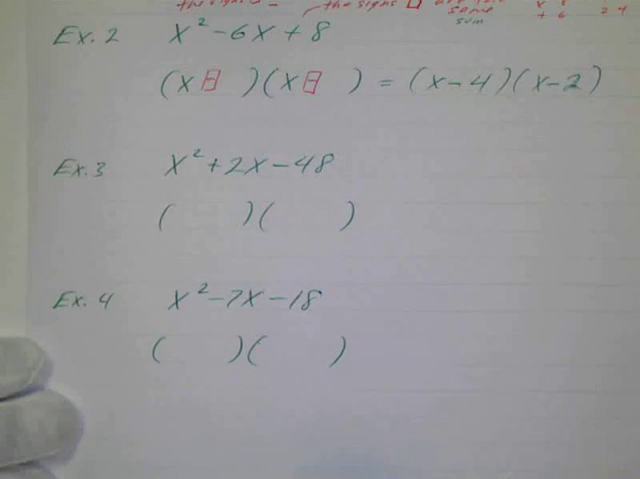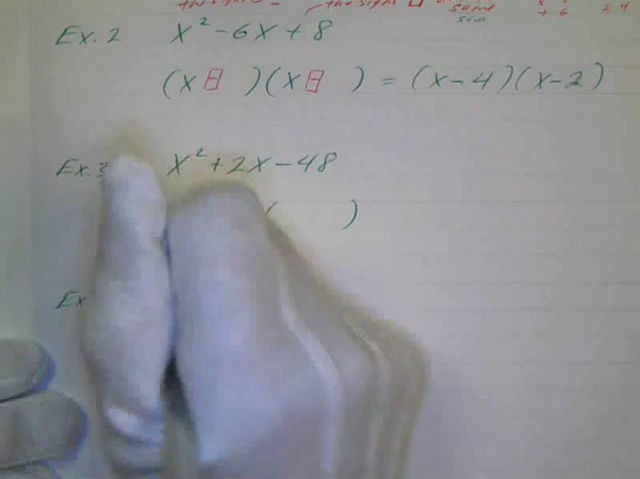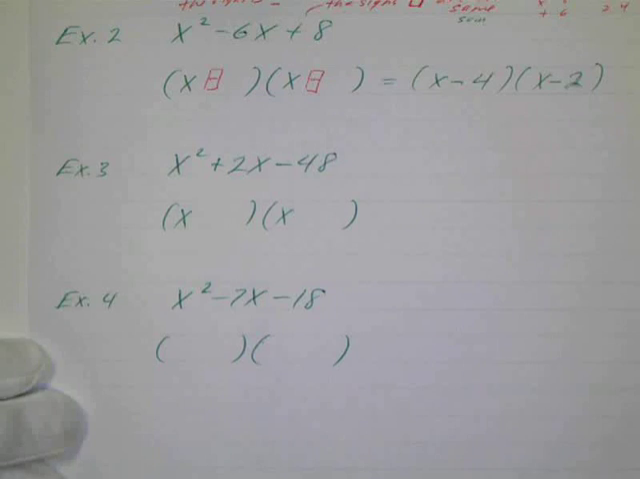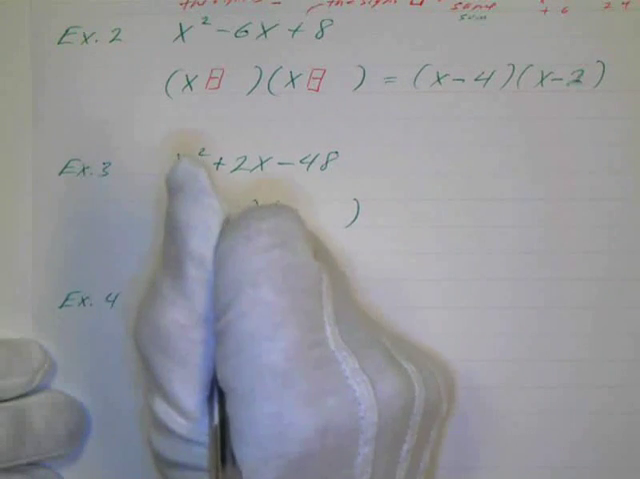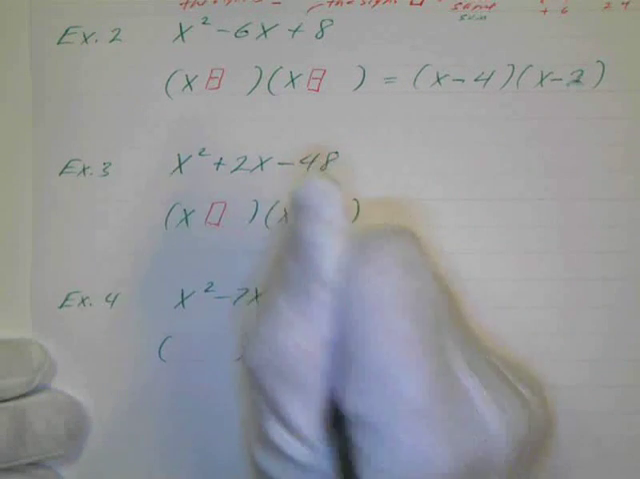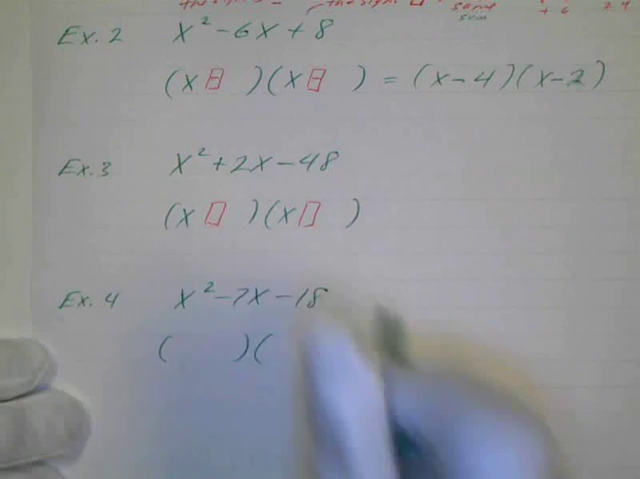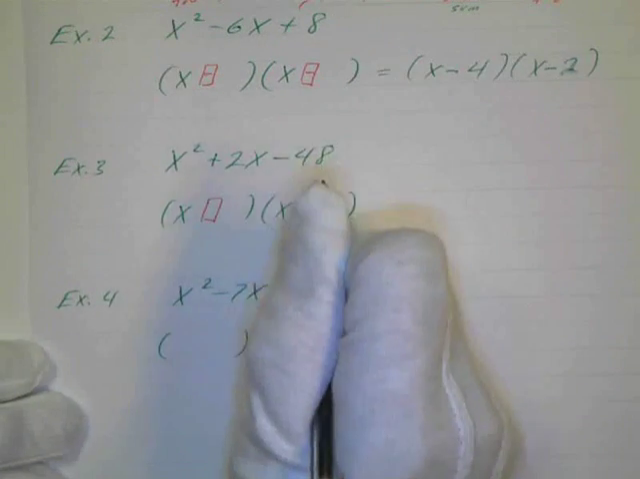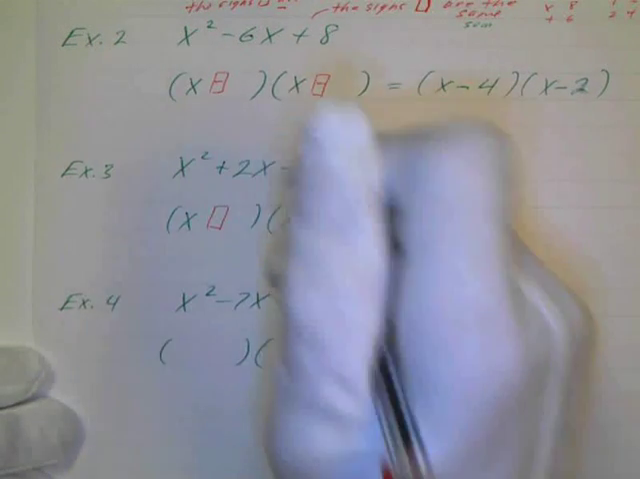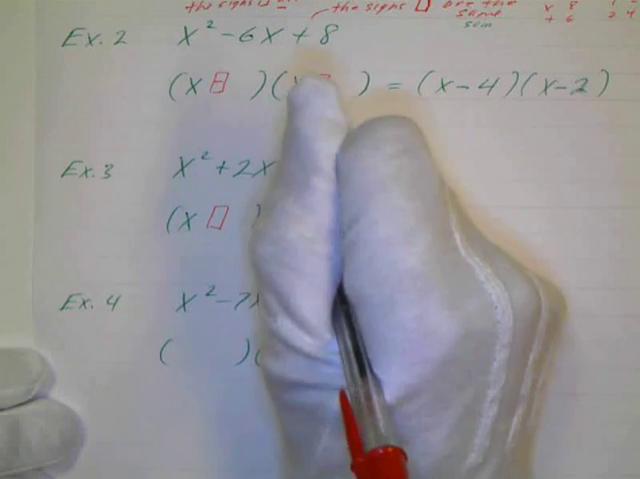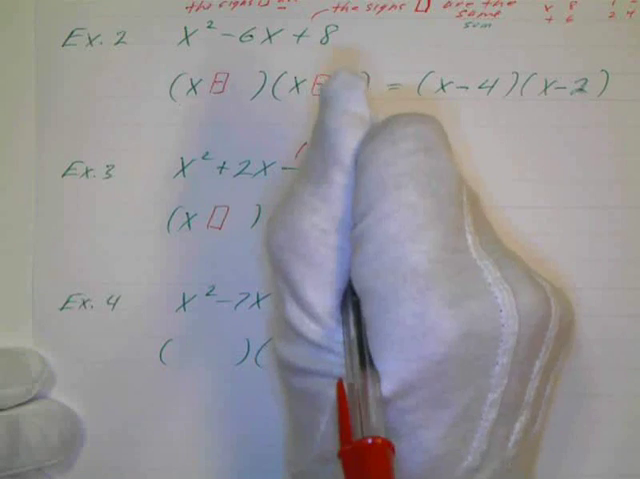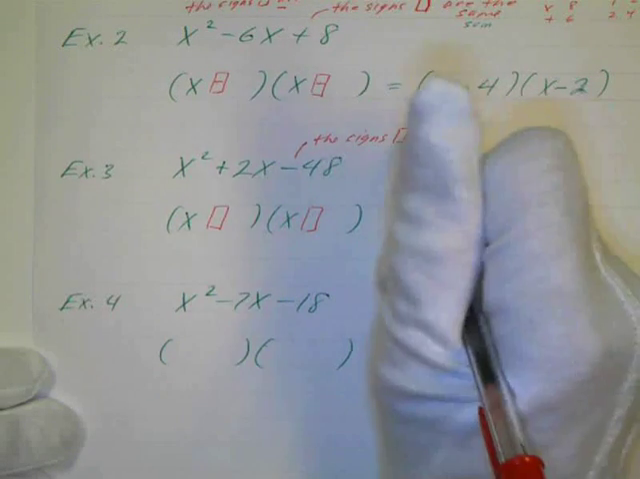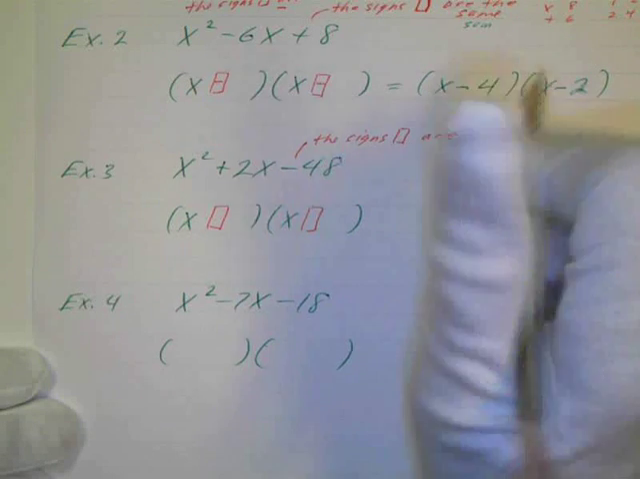And again, we know that this has got to be x, this has got to be x. And so we want to analyze our signs. And this tells us the signs are different, because if I multiply these two numbers to get this negative 48, the signs must be different. A negative times a positive, or a positive times a negative. So this tells me the signs in the binomials are different.